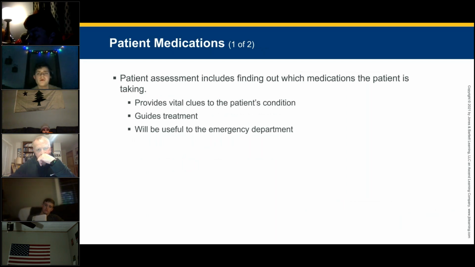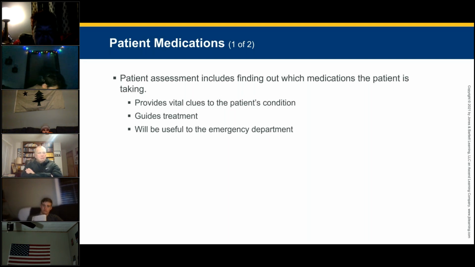So your patient assessment is going to include finding out which medications the patient currently takes. This information is going to provide you vital clues as to the patient's condition. It may help guide your treatment. It may be extremely useful to the emergency department physician. It can help you determine a chronic or underlying condition when a patient is unable to relate to his or her medical history. You will forever have patients that'll tell you they have no medical history, but then list off 15 different medications.